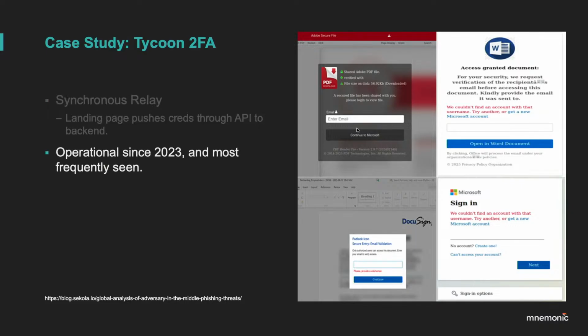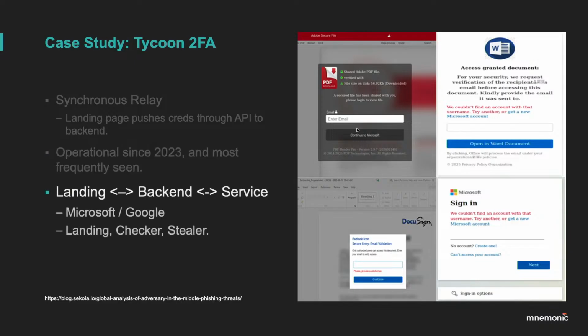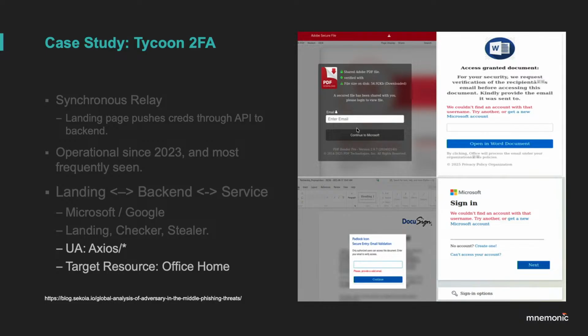Okay, so these guys have been around since 2023. They're one of the biggest ones, which is why we're using them as an example here. And what you need to know is that this is actually a three-stage thing. There is a landing page, there is the backend for the threat actor, and there is then a service page, which is the checker, and then the stealer page. So this is not one website where everything happens. There's actually 1, 2, and 3 steps included here.